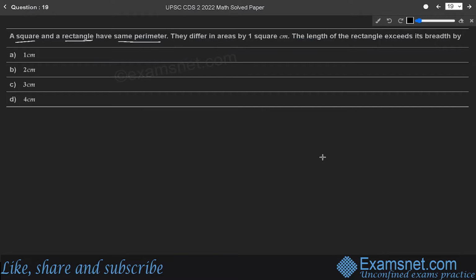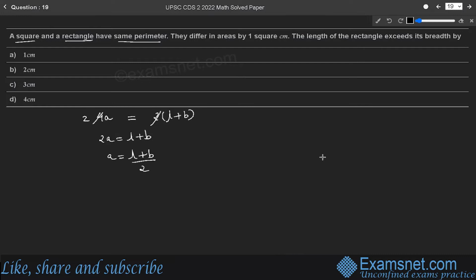So first, let us talk about the perimeter of a square. Perimeter of a square is 4a. And perimeter of a rectangle is 2 into (length plus breadth). According to the question, the perimeter is equal. Now this 2 and this 4 will be cancelled. So it will be 2a is equal to length plus breadth. From here we can get the value of a. a will be (length plus breadth) by 2.